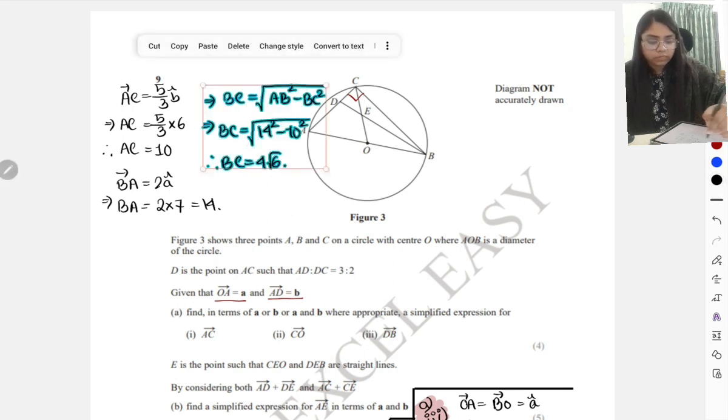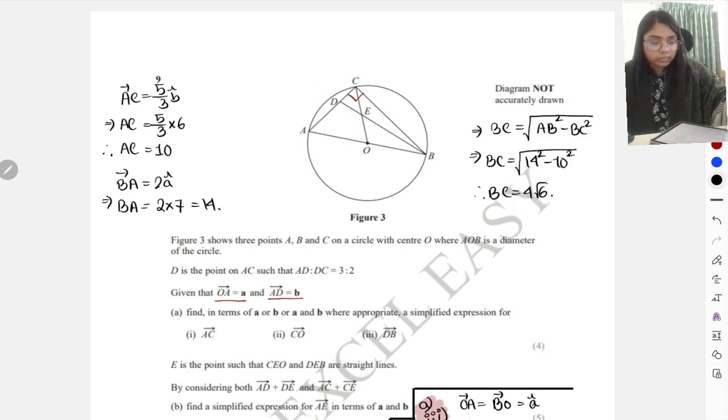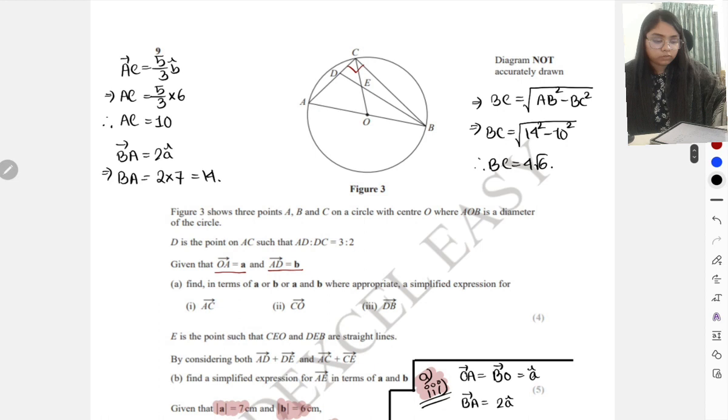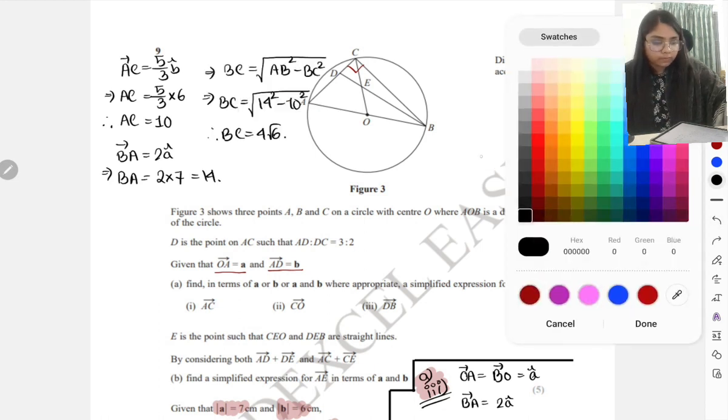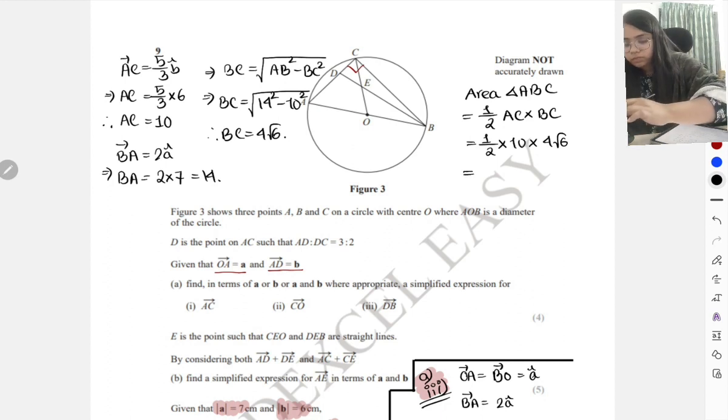That's going to be half into base into height. We have the height as 10 over here. AC was the height, and this BC is the base over here, right? So in that case, its area is half into base into height. So area of triangle ABC is going to be half into AC into BC. That's going to be half into 10 multiplied with 4 root 6, which is half 10 4 root 6, and that is 20 root 2.